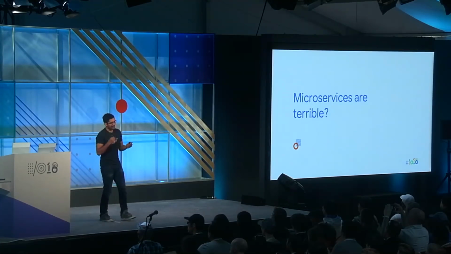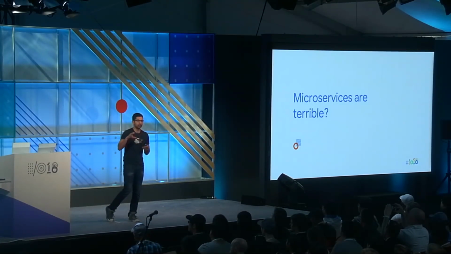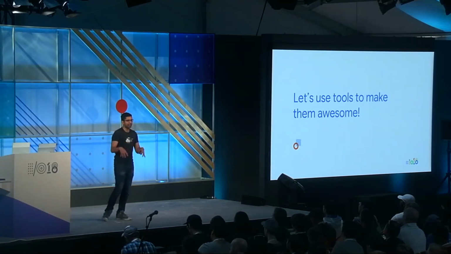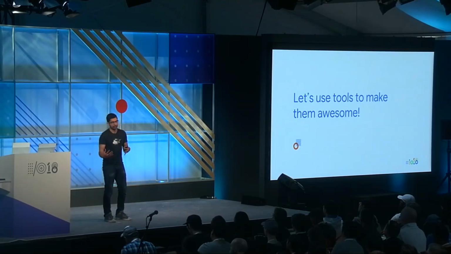So are microservices terrible? Maybe. But we can use a lot of tooling to try to make them more manageable, right? So let's use tools to automate the infrastructure components, automate the networking components, automate the management side of things. And so when you look at a monolith versus a microservice, they both have a lot of complexity.